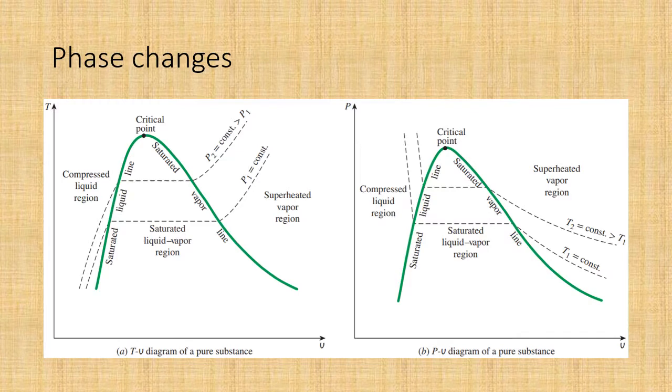We must also understand phase changes. There are 5 different cases that we should know about. The first one is the compressed liquid case. For a given temperature or pressure, when the specific volume, V, is less than the specific volume of a saturated liquid, Vf, it means we have a compressed liquid.